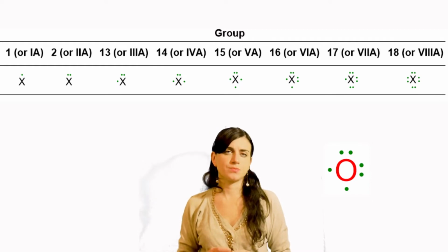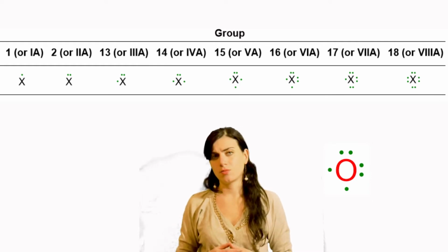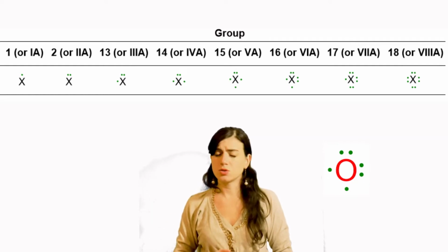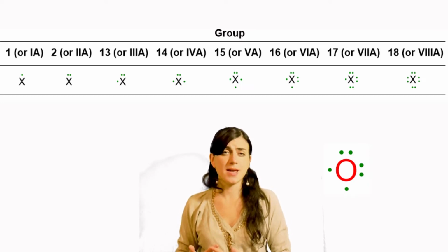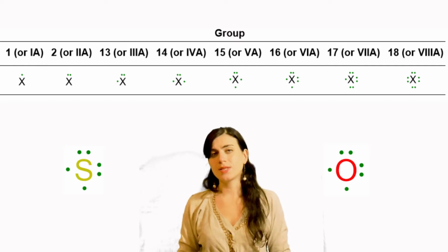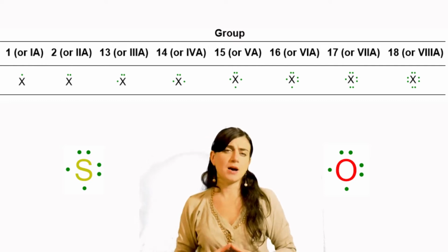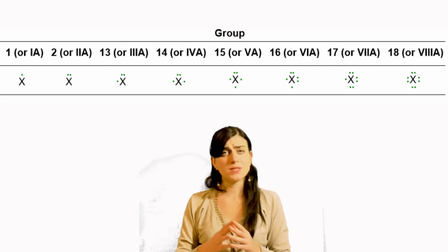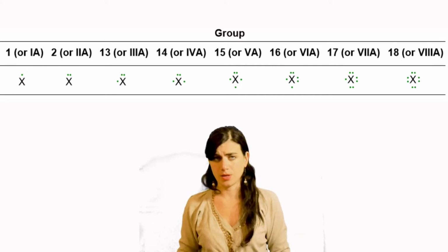You just have to exchange the X letter with the O letter and you will already have the Lewis symbol for oxygen. And what about sulfur? Sulfur is in the same group as oxygen, so the representation for sulfur will be pretty much the same, only you have to change the letter. So with this simple table, you can now write the Lewis symbol for all the main group elements.